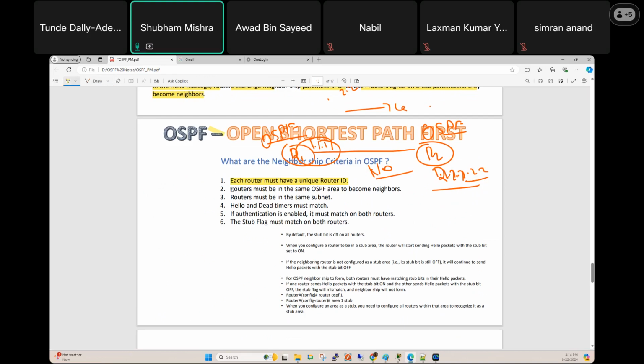Now, the second condition is that routers must be in the same area. If one router is in area 0 and another router is in area 1, it is not possible for them to become neighbors. Are you getting my point?